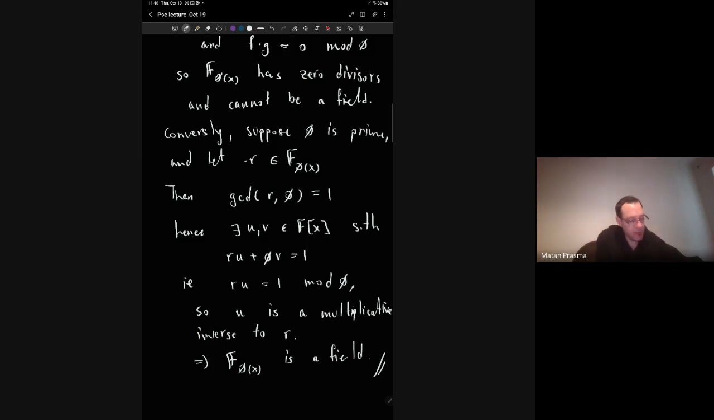Here I should say R not equal to 0, of course. Say monic, I could do it first for monic polynomials R, but if a monic polynomial has a multiplicative inverse, then all the non-monic polynomials have a multiplicative inverse, because I can always express a polynomial as a constant times a monic polynomial.